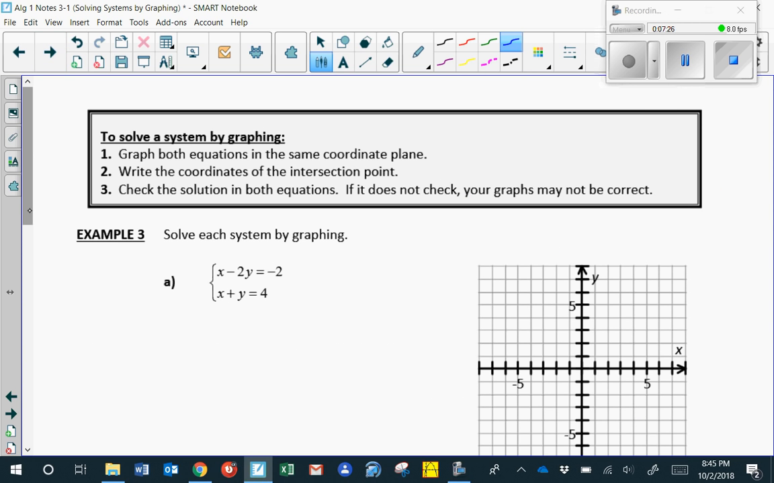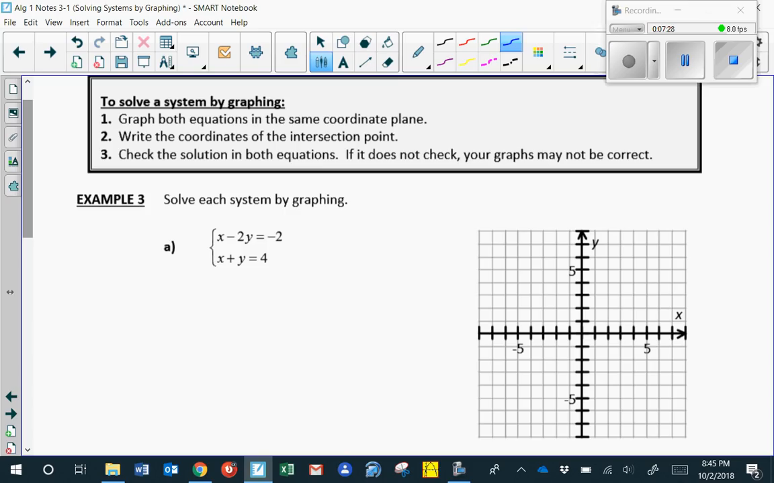If I want to solve a system by graphing, all I need to do is, number 1, graph both equations in the same coordinate plane. Number 2, write the coordinates of the intersection point. That's where the two lines cross. And then number 3, check the solution in both equations. If it does not check, the graphs may not be correct.